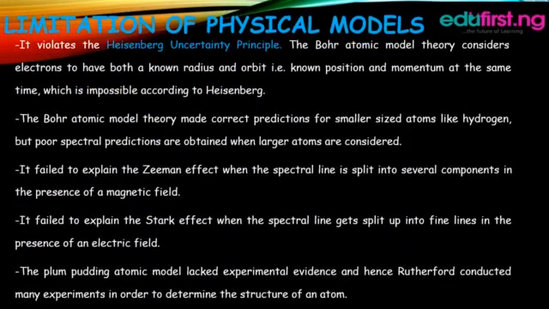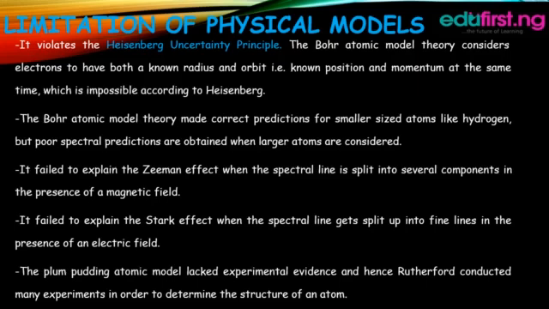Let's continue. We have some physical limitations of this model. Let's look at them one after the other. We said it violates the Heisenberg uncertainty principle. The Bohr atomic theory considers electrons to have both known radius and orbit, that is, known position and momentum at the same time, which is impossible according to Heisenberg.